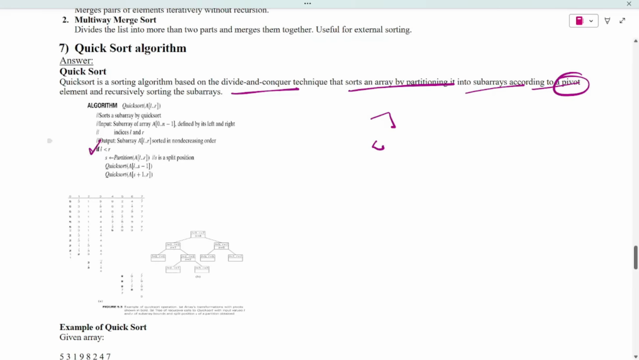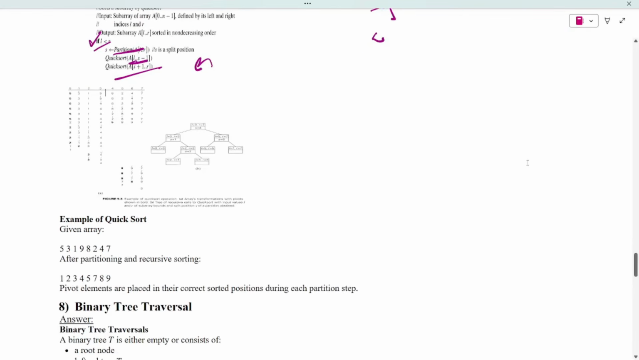You will be having L less than R, that is left is less than right, then you swap, and make the split position S. Then quick sort of 1 to S minus 1, that is up to the previous element, and then from the element after the split position onward. How it works, I hope you are getting.